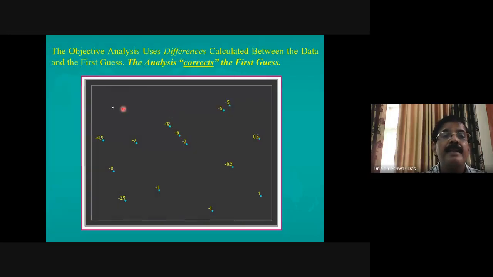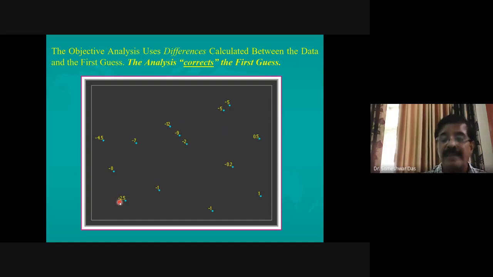Then the objective analysis uses differences calculated between the data and the first guess. The analysis corrects the first guess. So you take the difference between the first guess, which is interpolated at these observation points. They are the observation points now, and these are the differences: the difference between the observation and the interpolated first guess value. So somewhere it is -5, somewhere -12, -1, -2.5, and so on. They are the errors in the forecast or the first guess field.